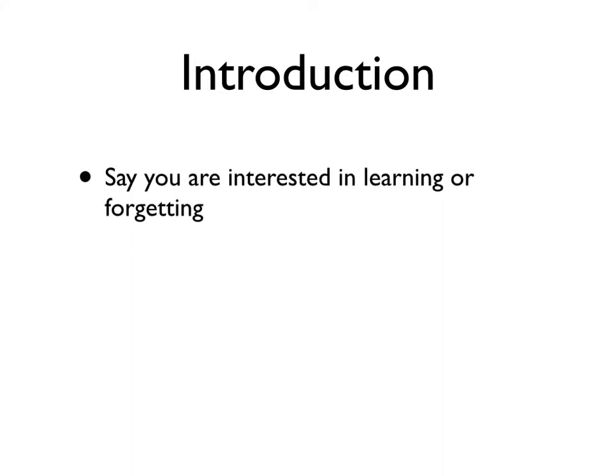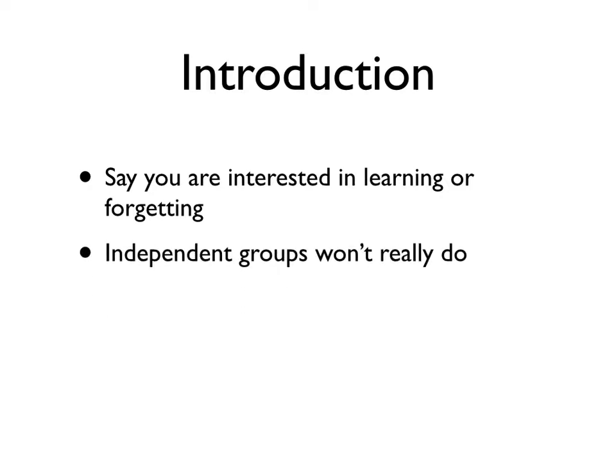Let's say you're interested in learning and forgetting, right? Independent groups won't really do, because learning is change over time. Forgetting is change over time, and it's within the same subject, right? So you can't really use independent groups. You can't use two separate sets of people. You can't look at the group that's had one trial, the group that's had two trials, and the group that's had three trials. You wouldn't do that. It's counterintuitive. It doesn't make any sense.